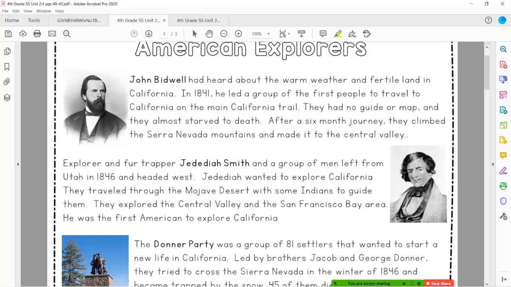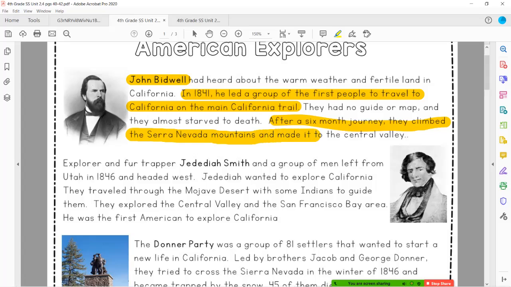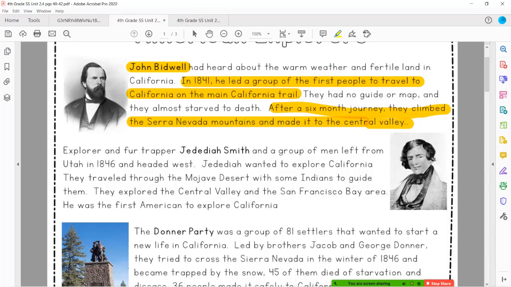So I'm going to take my highlighter. I'm going to highlight first his name, John Bidwell. And I'm going to highlight that in 1841, he led a group of the first people to travel to California on the California Trail. And let's see. After 6 months journey, they climbed the Sierra Nevada mountains and made it to the Central Valley. So yours will probably look neater than mine, and that's okay.